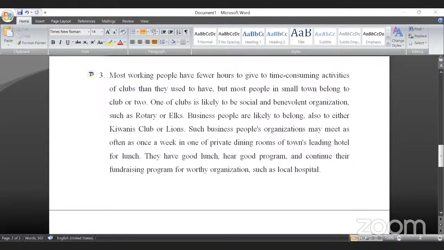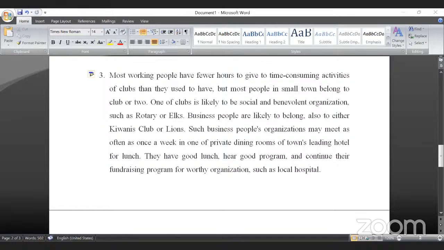Sure. Most working people have fewer hours to give to time-consuming activities of clubs than they used to have, but most people in a small town belong to a club or two. One of the clubs is likely to be a social and benevolent organization such as the Rotary or Else. Business people are likely to belong also to either the Kiwanis Club or the Lions. Such business people's organizations may meet as often as once a week in one of the private dining rooms of the town's leading hotel for lunch. They have a good lunch, hear a good program, and continue their fundraising program for a worthy organization such as a local hospital.